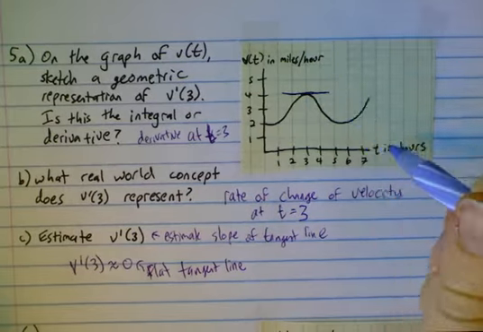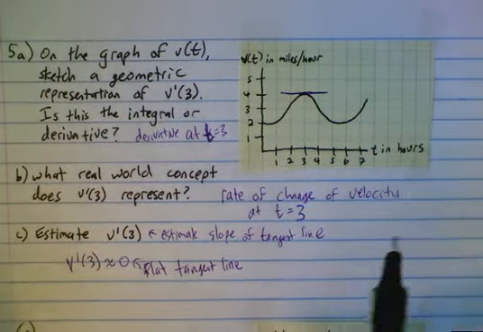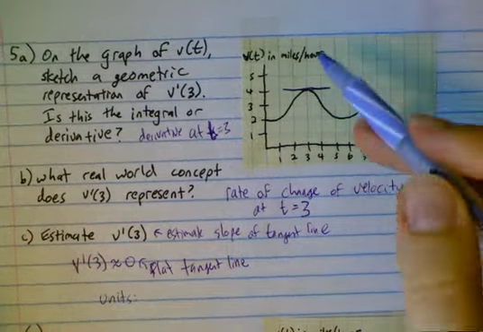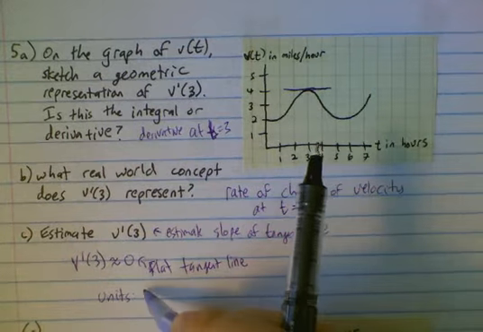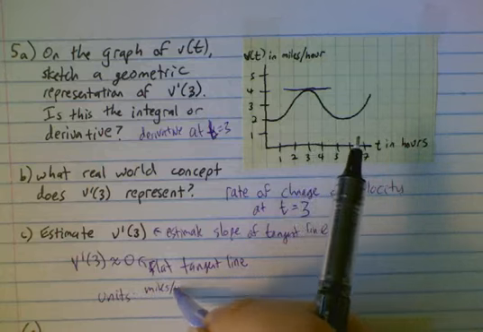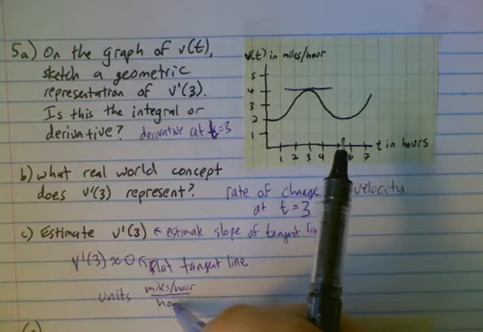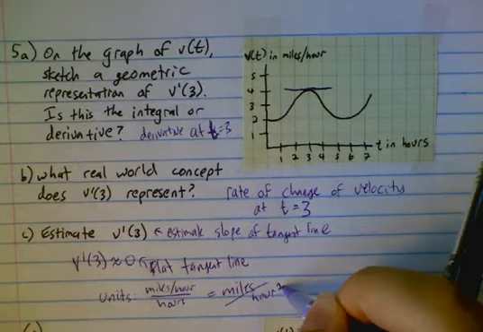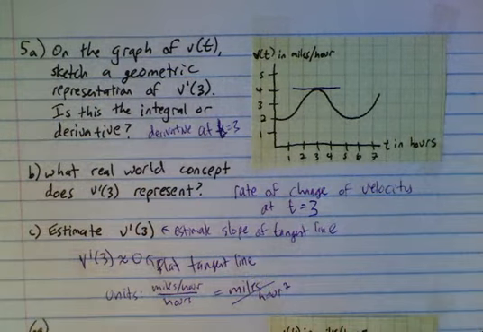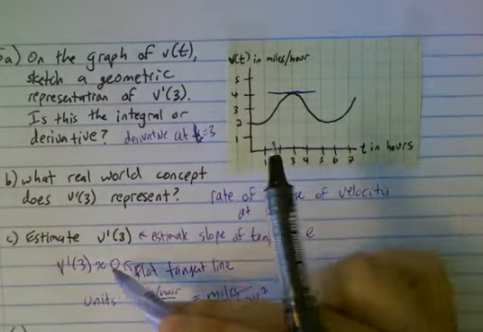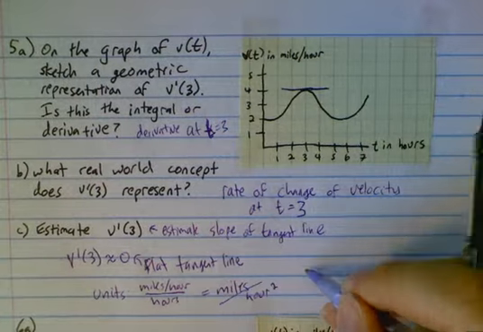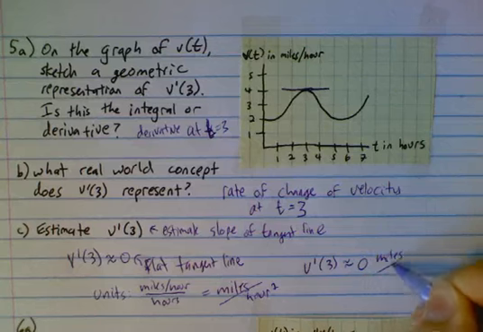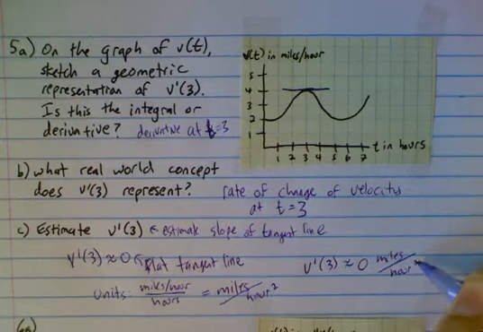It does still, however, have units. So remember that our units are going to be miles per hour divided by hours, or miles per hour squared. So I kind of put this in here, so it's getting a little messy there, but v prime of 3 approximately equals 0 miles per hour squared.